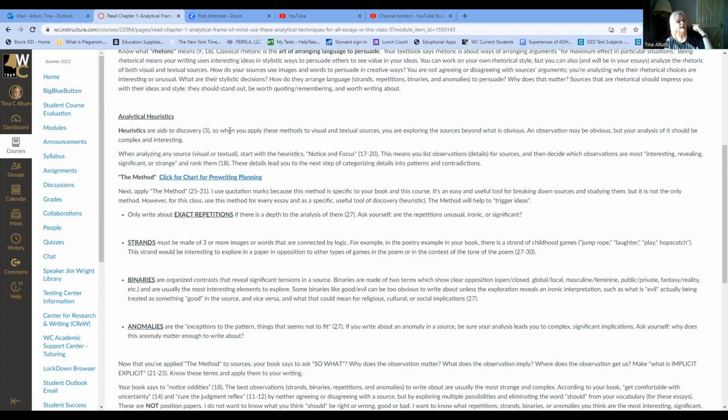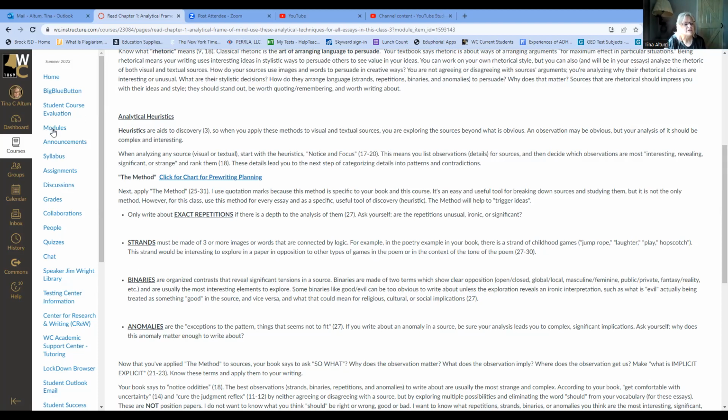So for example, if you see right here in the middle of the screen, it talks about the 4 different categories of the method. We have exact repetitions and strands, which would be the things that would be considered to be patterns. And then we have binaries and anomalies, and those are the things that would be considered contradictions, things that don't go together. It's real basic, actually, when you think about it. Things that go together and things that don't. And then there are different ways to look at each one of those details.